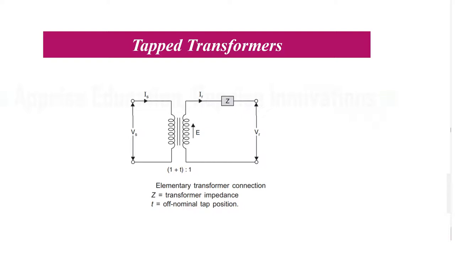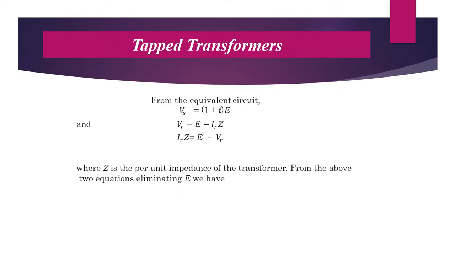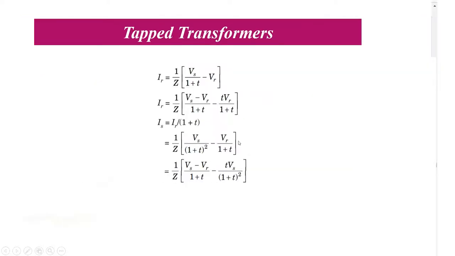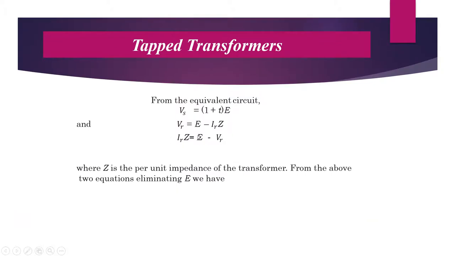From the equivalent circuit, by applying KVL, we get Vs equal to (1 plus T) times E, and Vr equal to E minus Ir Z. So from this equation, Ir Z is equal to E minus Vr, where Z is the per unit impedance of the transformer. If you eliminate E, we can write Ir equal to 1 by Z times (E minus Vr). What is the value of E? From the earlier equation, E will be equal to Vs divided by 1 plus T.